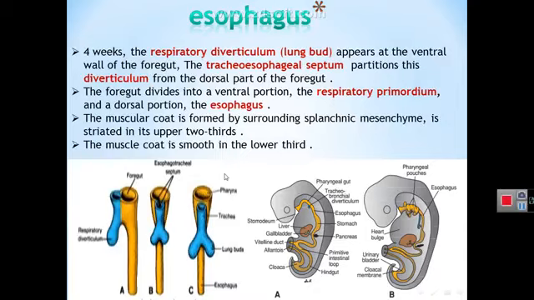Firstly, the esophagus is short, but with descent of the heart and lungs, the esophagus lengthens rapidly. The muscular coat of the esophagus is derived from visceral mesoderm, and it is striated in the upper two-thirds. The muscular coat is smooth in the lower third of the esophagus.